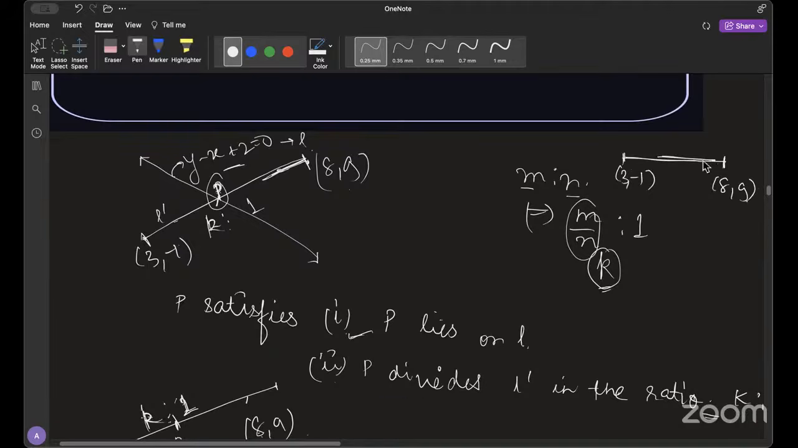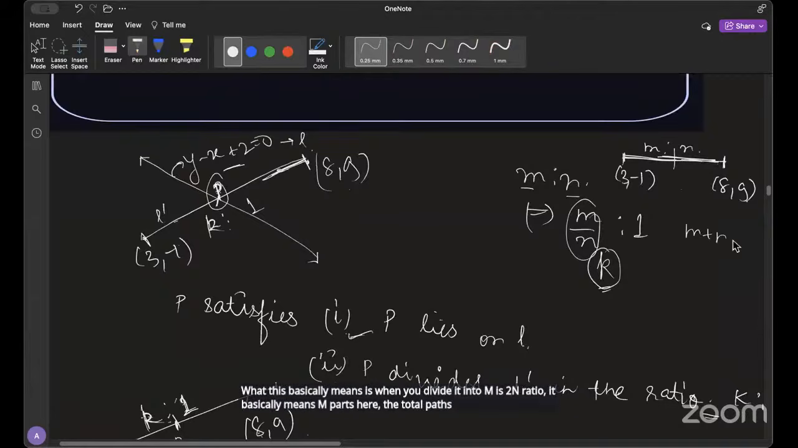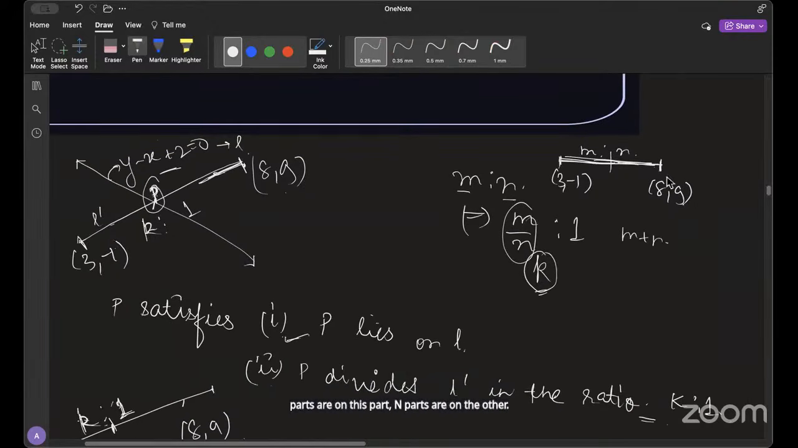This is going to be complete then, right? Because there are 0 parts here. What this basically means is, when you divide it in m is to n ratio, there are m parts on this side and n parts on the other, and the total is m plus n. So if this point is 8, 9 and you're asking how this point divides this line segment, it's essentially just 1 is to 0, right? Because the entire part is here and the other part is nothing. So out of 1, the entire part is on this side, and on that side there's nothing, right?